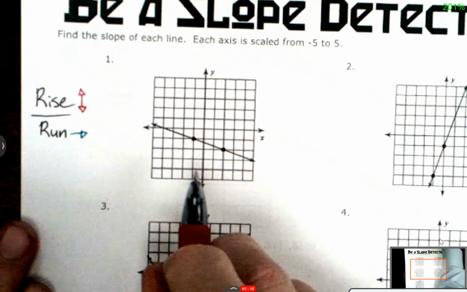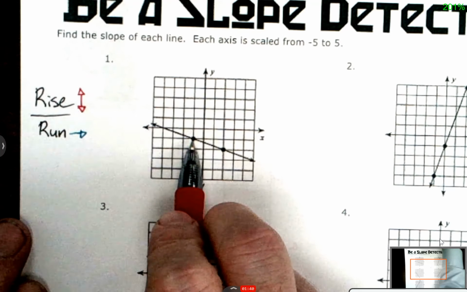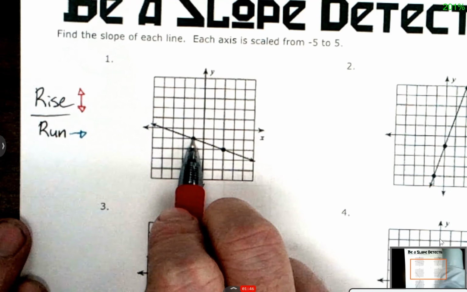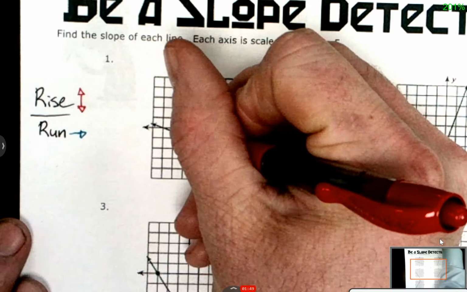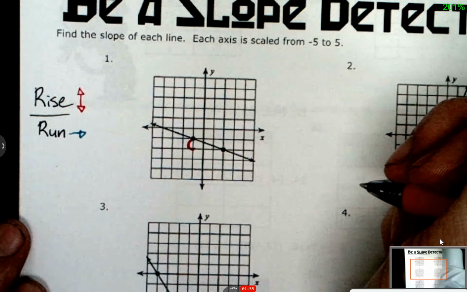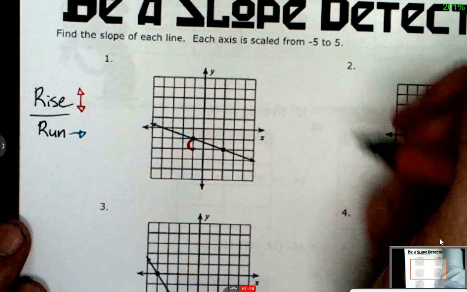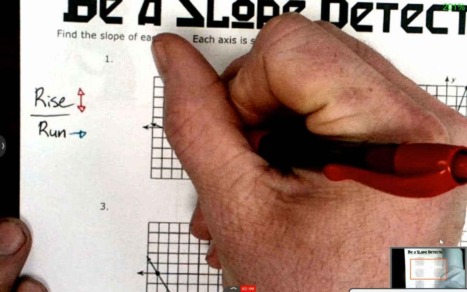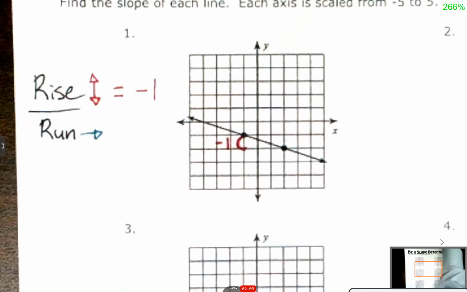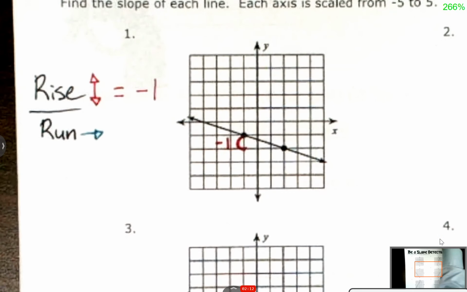So let's start from my first point and do my rise. I'm rising until I reach the height of my other point. So in this case, I need to go down how many boxes? Going down 1 box to reach my point. Since I went down, do you think it's going to be positive or negative? Well, going down means it's going to be a negative rise. So I went down 1 unit. My rise equals -1. And if you start with rise and you start on the left, your rise will tell you if your slope's positive or negative.